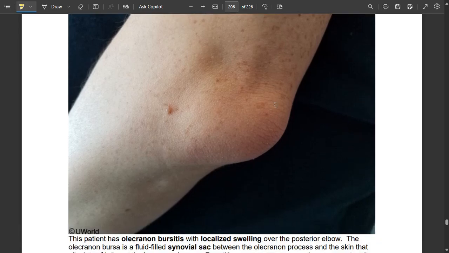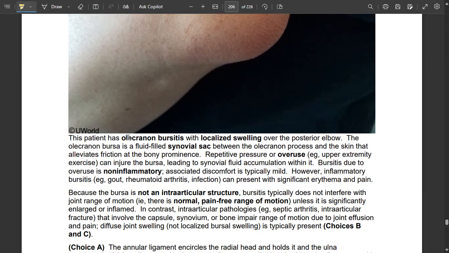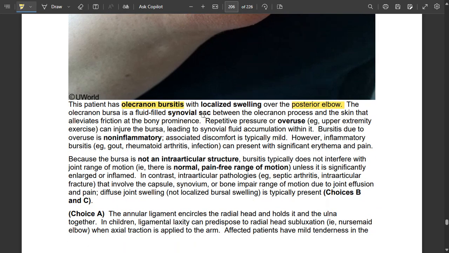Now this is occurring in the bursa. The patient has student's elbow, that is olecranon bursitis, with localized swelling over the posterior elbow. So posterior elbow localized swelling means olecranon bursitis. The olecranon bursa is a fluid-filled synovial sac between the olecranon process and the skin that decreases friction at the bony prominence. Repeated pressure or overuse of the extremities can injure the bursa, leading to synovial fluid accumulation within it.